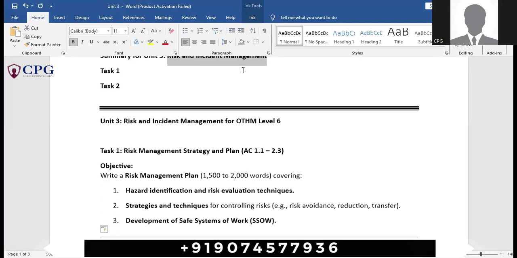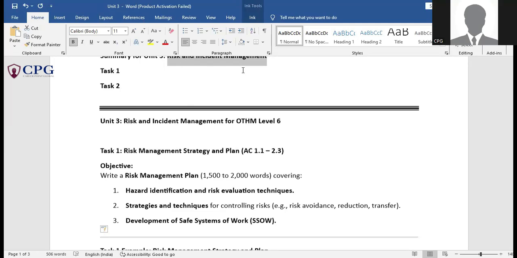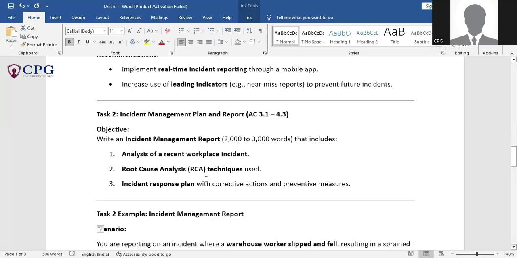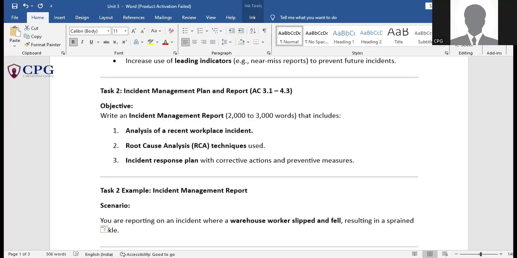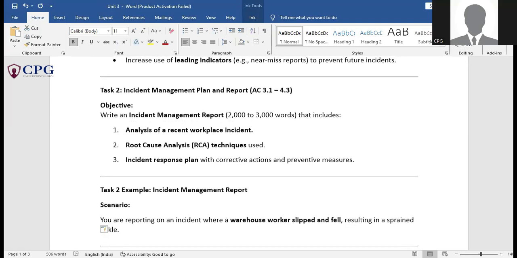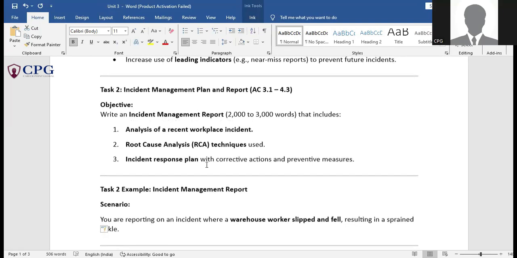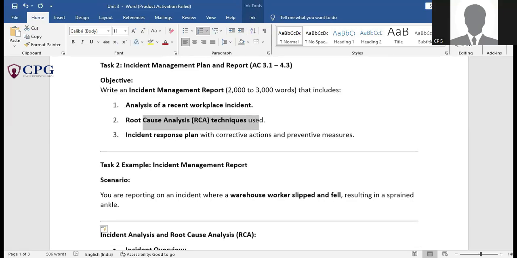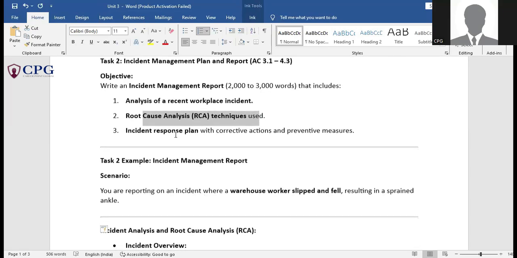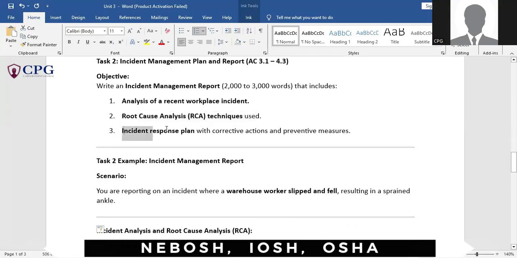And then in task 2, you are directly coming into an incident management plan and report. So here you have to identify an example of some incident that recently occurred. You have to give an analysis of a recent workplace incident, and how you identified the root cause of that incident. You can use any root cause methodology, such as the 5 whys principle or TapRoot analysis, whichever is familiar to you. Here we are using root cause analysis, 5 whys, and then an incident response plan.